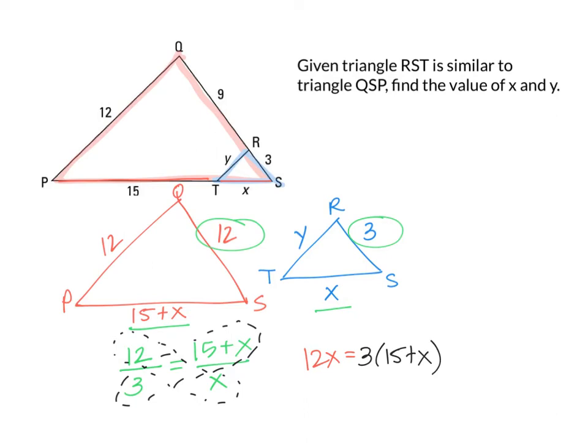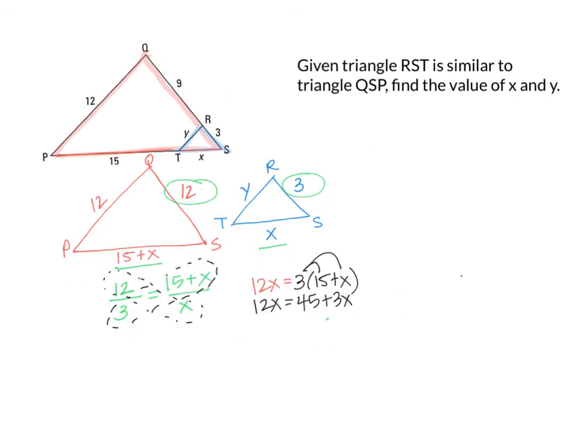Notice here I'm going to need to distribute. So simplifying algebraically, I'll get 12x is equal to 45 plus 3x. Now I can subtract 3x from both sides of the equation, which will give me 9x is equal to 45. And finally, dividing both sides by 9 gives me x is equal to 5.